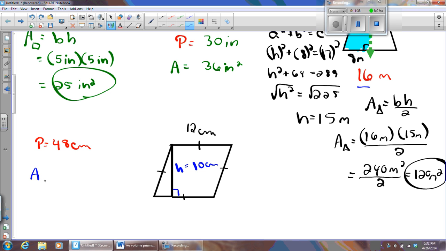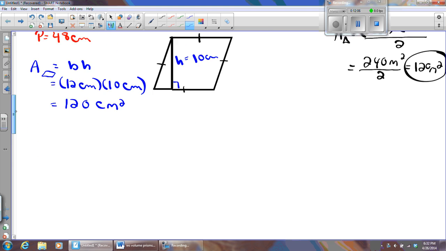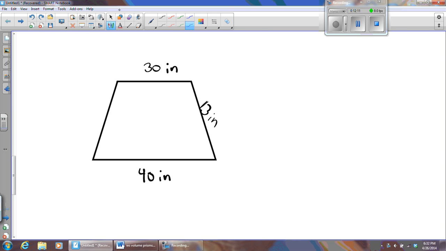All right, so the area of the rhombus is going to be base times height. Well, the base is going to be 12 centimeters, and the height is going to be 10 centimeters. 120 centimeters squared. And there you go. All right. Just a coincidence that that area came out the same as the other one. All right. Now, a trapezoid is a different type of quadrilateral.